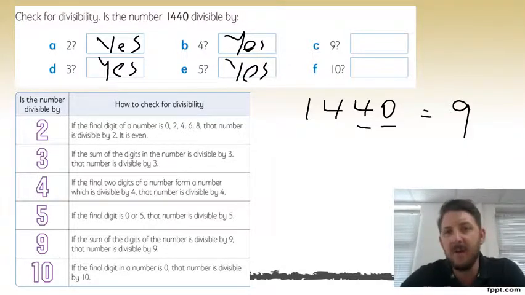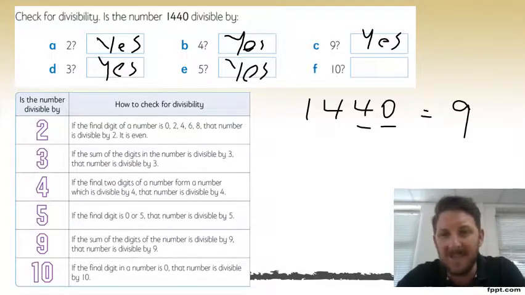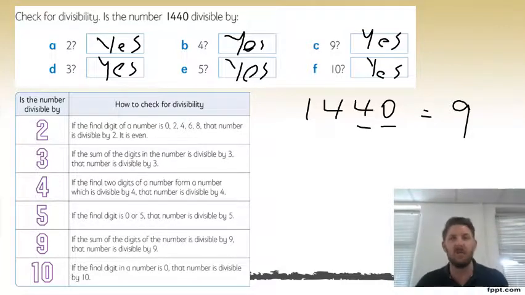Excellent. If I go to my 9 times, I'm going to add up all my digits again. I know it equals 9. Does 9 fit into 9? Yes, it does. And you know with 10 times tables that it always ends in a 0. So divisibility rule is if it ends in a 0, it must be divisible by 10. I'm going to say yes again. So if you had yes for all of those answers, you have got them correct.